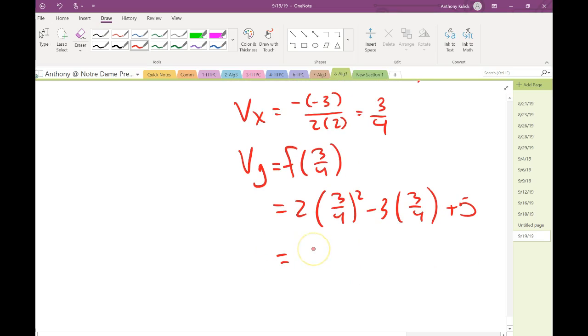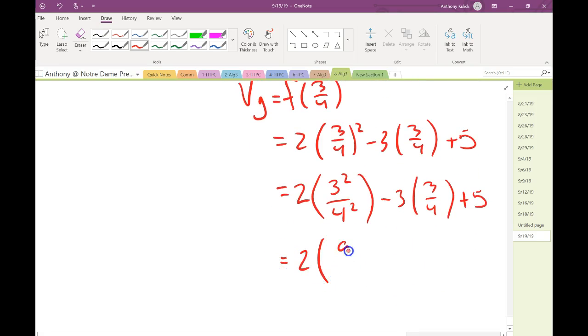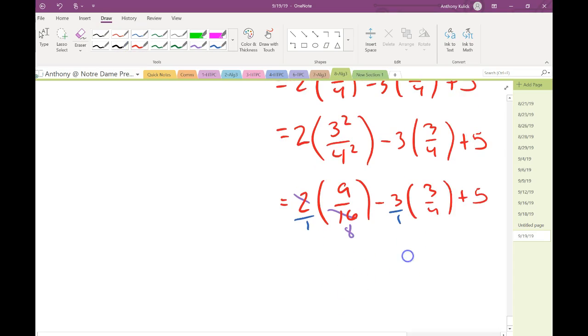To simplify this, the first thing I need to do is deal with the exponent. A fraction squared. To do that, I square just the top of the fraction and the bottom of the fraction. 3 squared is 9. 4 squared is 16. And then to multiply fractions, I multiply the tops and bottoms. So I'm going to think about these as fractions. The first fraction I can reduce as I multiply. So that's going to give me 9 over 8 minus 9 over 4 plus 5.